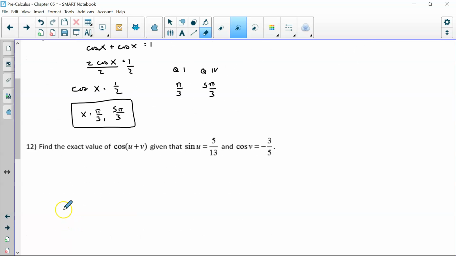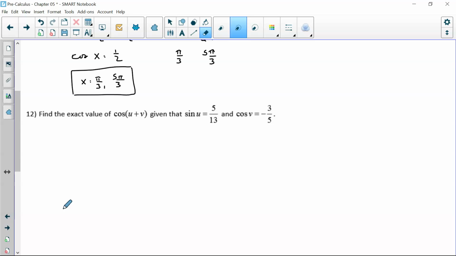Okay, now, in problem number 12, we're given that sine of u is 5/13 and the cosine of v is negative 3/5. Now, we want these to both be in the same quadrant. So the only time when sine would be positive and cosine is negative is in quadrant 2. So I'm going to draw both of my triangles in quadrant 2. Let's call this angle U and this angle V.